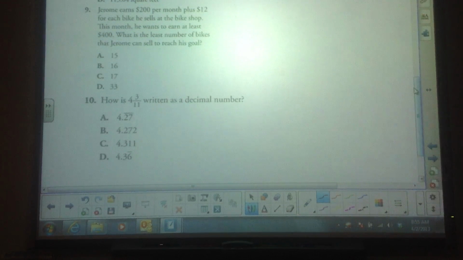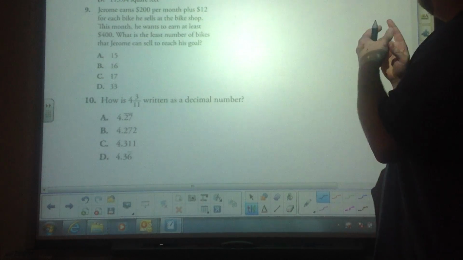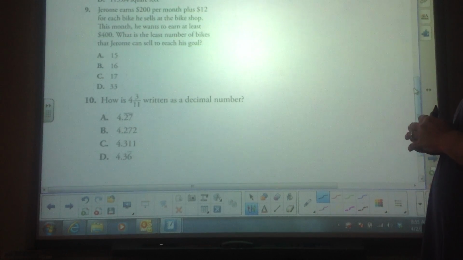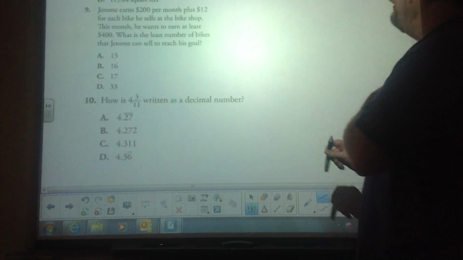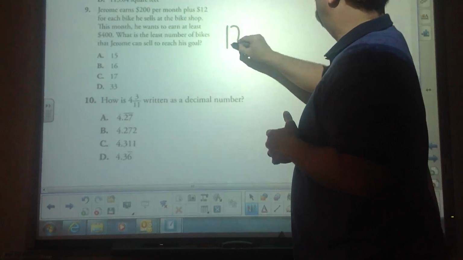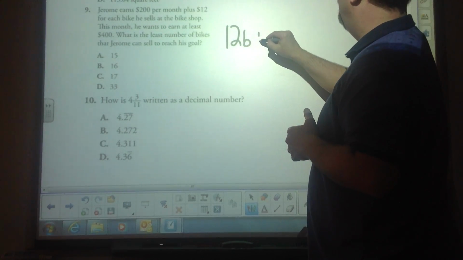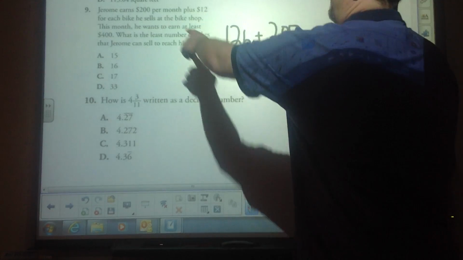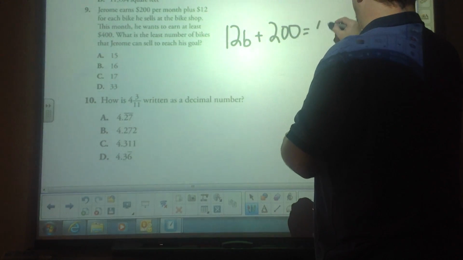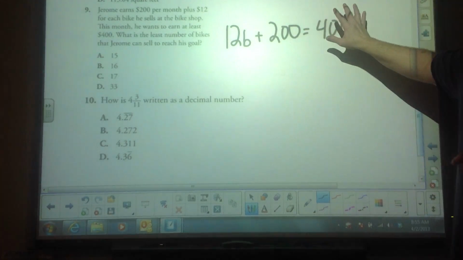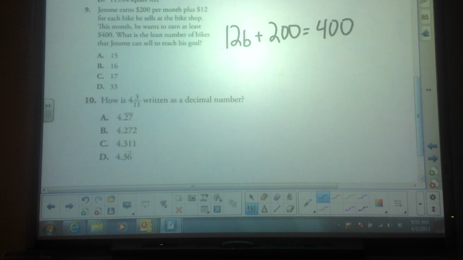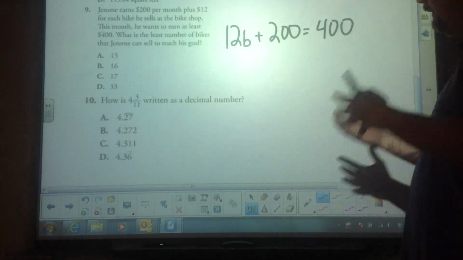Again, I haven't taught you this way all year. What you would normally do with this one is come up with a two-step equation, and this is actually an inequality. I didn't teach it to you this way, but this is an inequality where you would say 12B for the number of bikes sold plus 200 for the amount he made every month equals 400. And what we've got to figure out is the least number that can go here to give us our $400 a month. Jerome earns $200 a month plus $12 for each bike he sells at the bike shop. This month he wants to earn at least 400 bucks. What is the least number of bikes Jerome can sell?